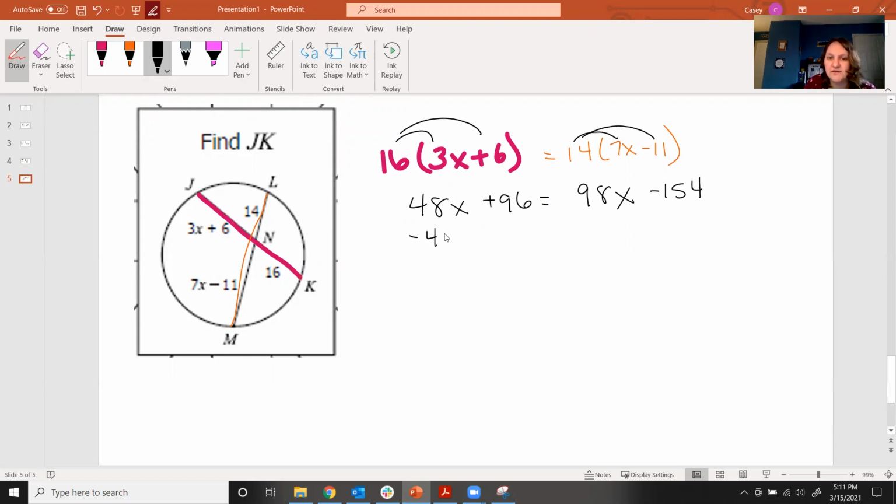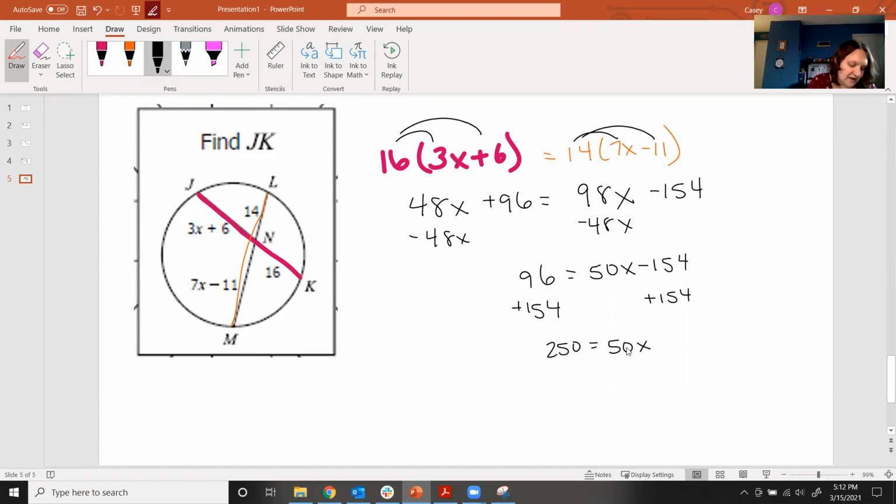Let's subtract 48x from both sides. So I get 96 equals 50x minus 154. I'm going to add 154 to both sides. 250 equals 50x. And then we'll divide both sides by 50. That gives me 5. X equals 5 is a lovely solution for x, but it doesn't answer the question.